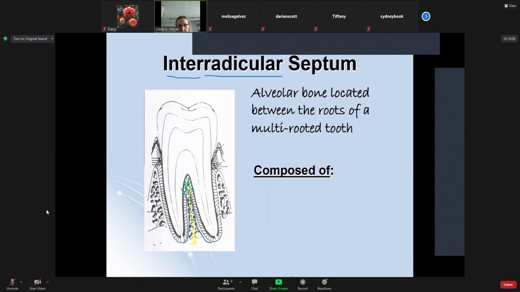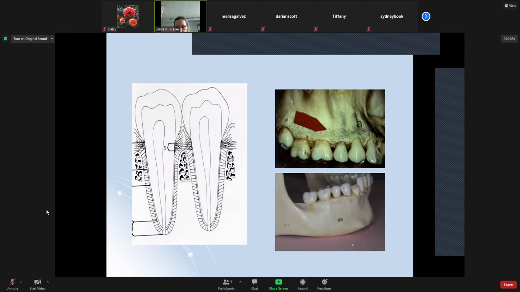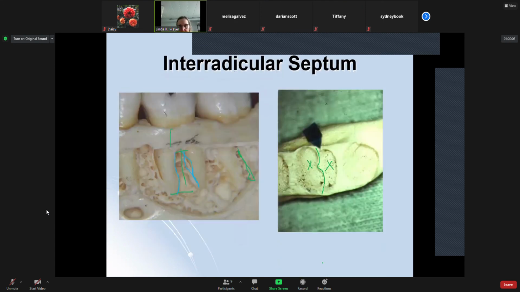So if I went back to this picture, the interradicular septum is right in this area. I just can't see it because on the buccal, it's made up of compact bone. But when the jaw's cut away, when the compact bone's cut away, I can see the interradicular bone there.